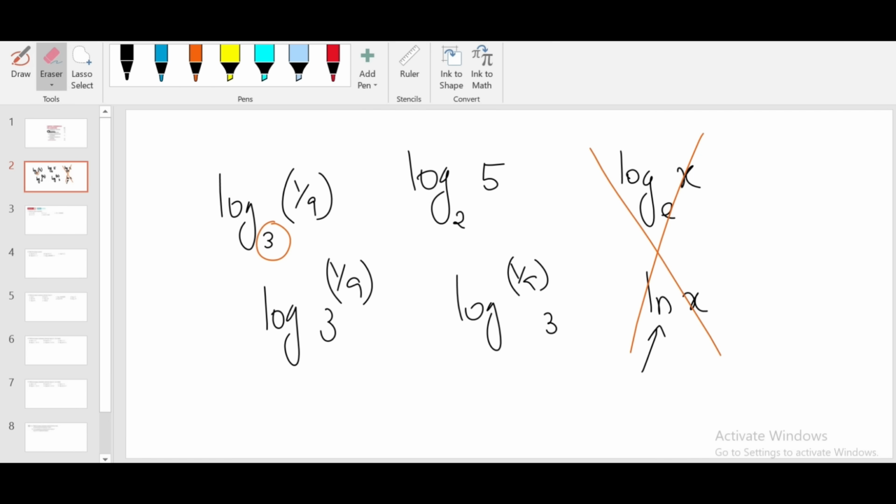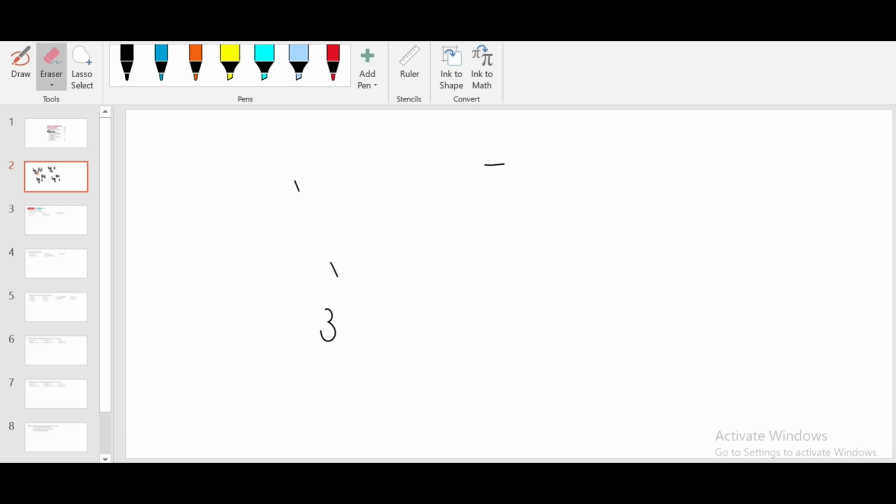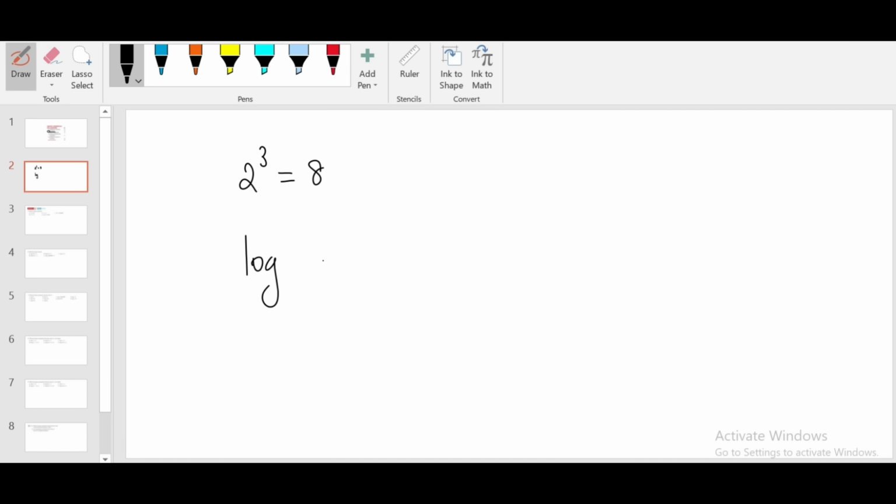Now, if you have the exponent form, how do you rewrite it using a logarithm? Let's say you have 2 cubed is equal to 8. In this equation, 2 is the base, right? 3 is the exponent or the power, right? So when you write the logarithm, you write log 8 to the base 2 is equal to 3. The base becomes the base of the logarithm.